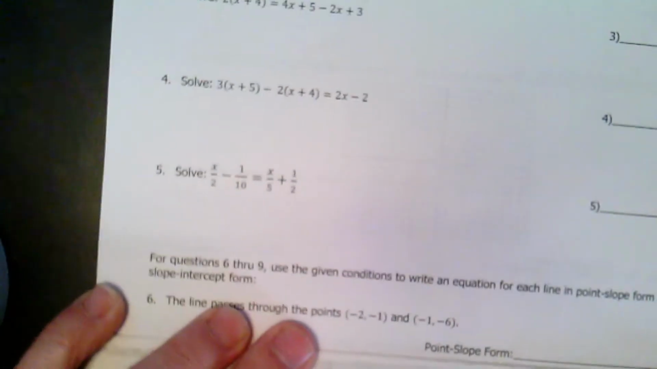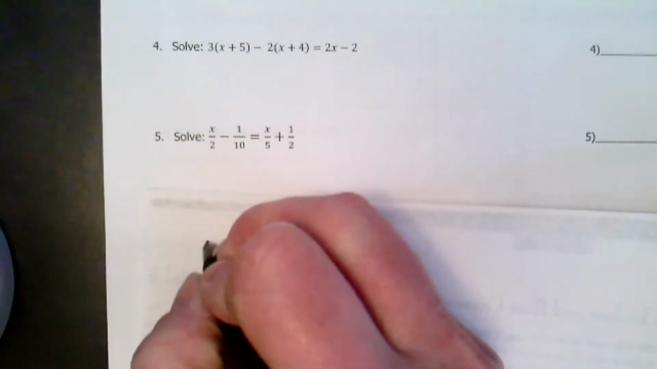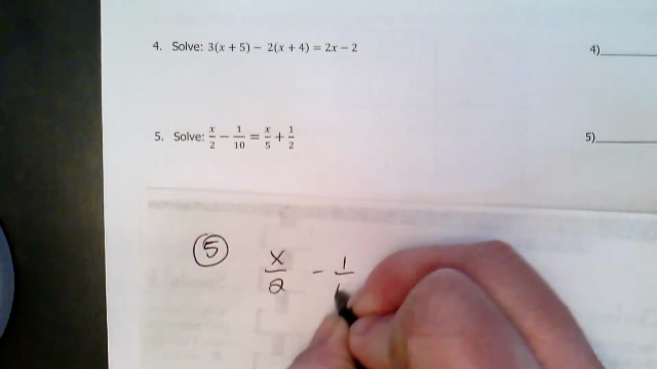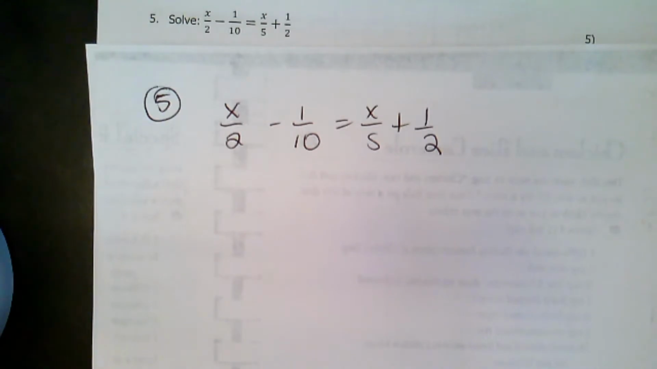Alright, number 5. Just like before, another equation, just a step harder. Solve x over 2 minus 1/10 equals x over 5 plus a half. Alright, so the easiest way to do this is to get rid of your fractions first. You don't have to do it this way. If you can handle doing fractions very easily, then just keep working with combining like terms and so forth. But I'm not a big fraction lover, and I know most of you are not. So the easiest thing to do is to get rid of our fractions first.